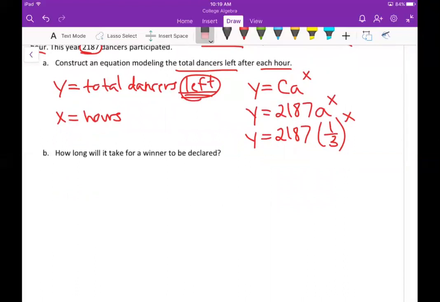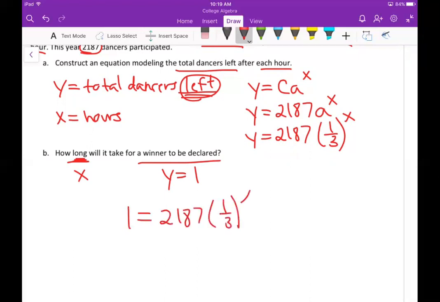So can you tell me how long it will take for a winner to be declared? This is one of those where we're going to have to use some educated guessing, because we are asking you to find X, and we know if there's a winner, then the total dancers left should be 1 dancer. So we want to know, when does 1 equal 2,187 times 1/3 to the X? Again, we cannot solve for X since it's in the exponent. We don't know how to get that exponent down to a place we can solve for it right now. We have to do some educated guessing here.